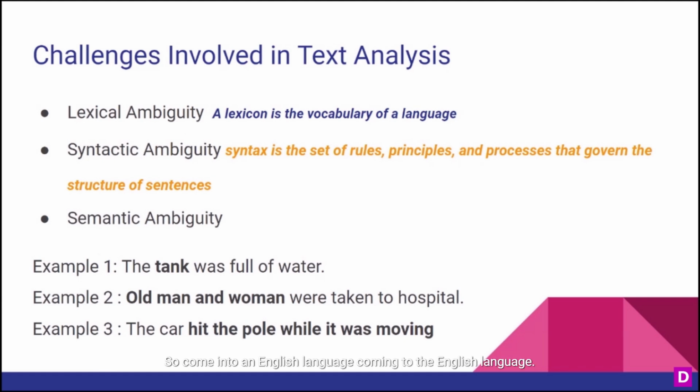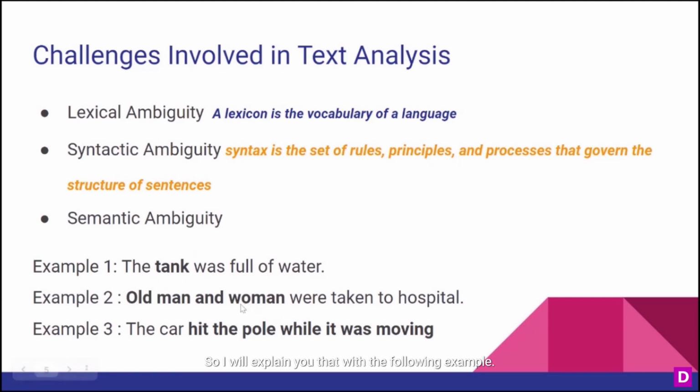Coming to the English language, these syntaxes are the rules and principles which govern the structure of a sentence. So syntax is nothing but the rules or ways you need to follow when you want to structure a sentence. So what does syntactic ambiguity deal with? By the word, you can say that it deals with the confusions involved in the structure of a sentence.